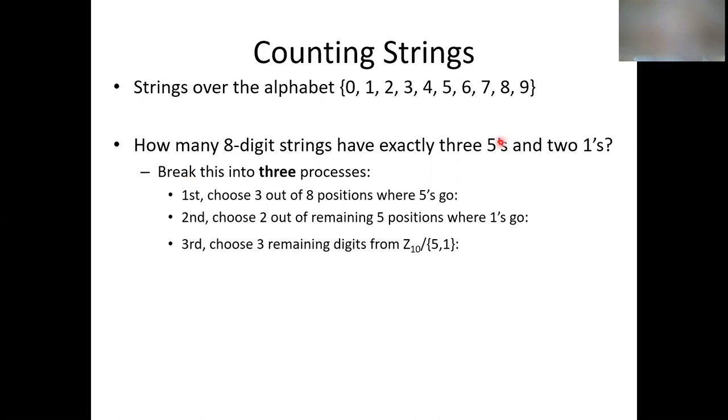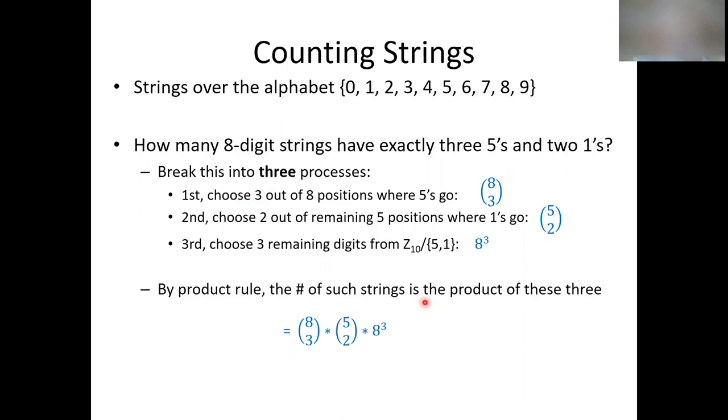And now these are chosen from the reduced set, because I cannot repeat the five, or I will have more than three fives. And I cannot repeat the one, because I will have more than two ones. So all of these I know how to do, right? Now it was a three-element string from this reduced set, so it's 8 to the 3. And I choose two positions for ones out of five. So this is the modified formula.